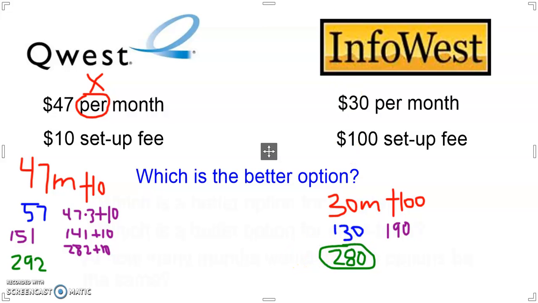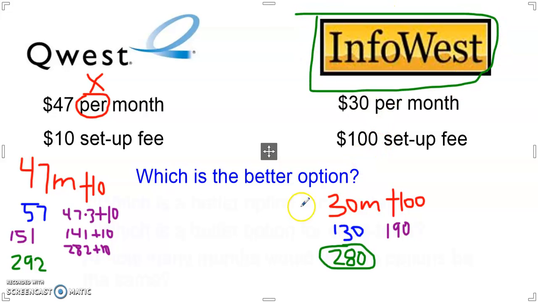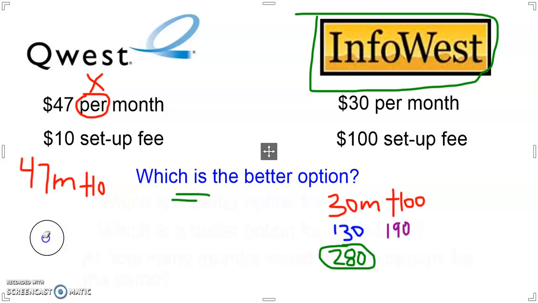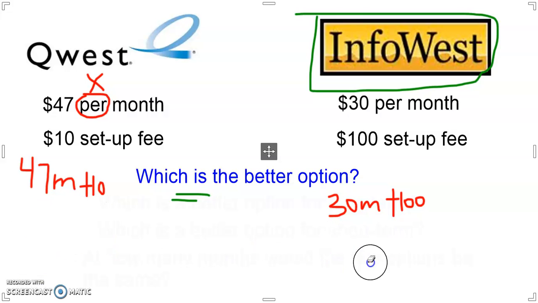So in the long term, if you're going to be using the internet for quite a while, I would go with InfoWest. Now, if we want to know how long we can use the internet and when these will be equal to each other, we just simply set this whole equation equal to 0. So let's erase this stuff right here. So if we want to know when these will be equal to each other, we set them equal to each other, and then we solve.